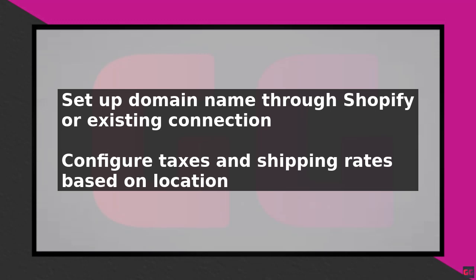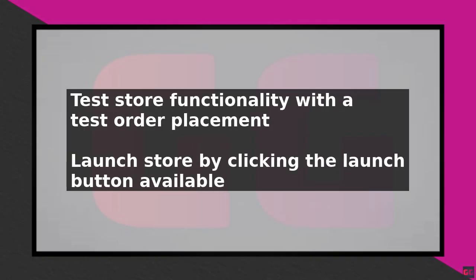Then, set up your domain name, either by purchasing one through Shopify or connecting an existing one. This will be the address customers use to access your store. After that, configure your store's taxes and shipping rates, as these will vary depending on your location and the products you sell. Now, test your store's functionality by placing a test order and ensuring that the checkout process works smoothly.